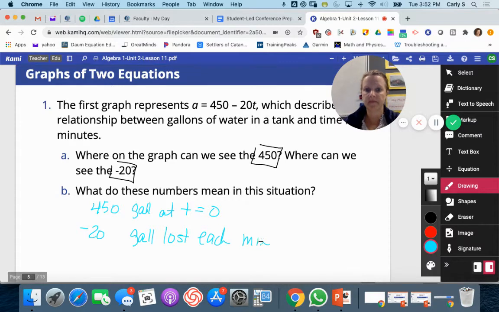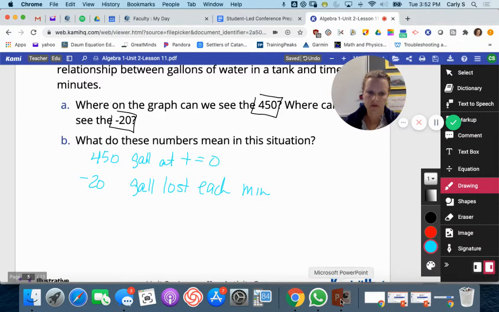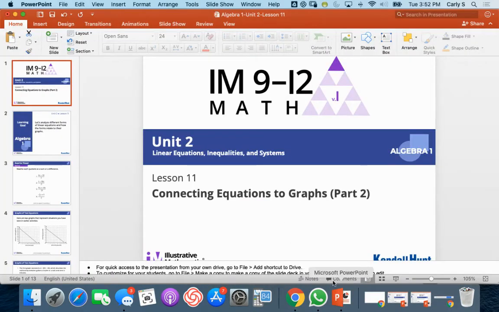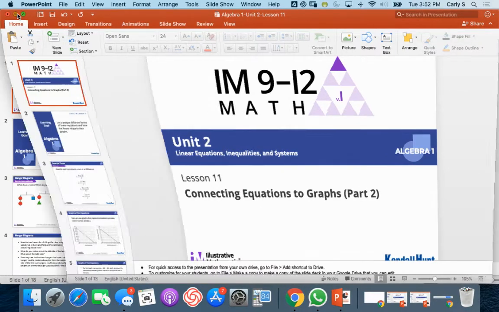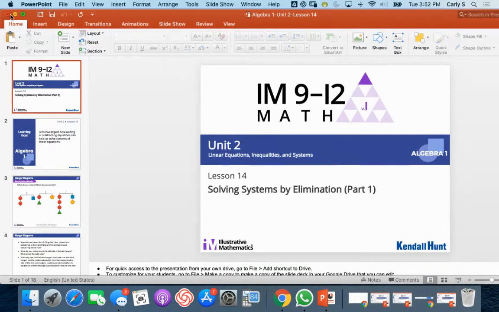Each minute. I don't know what this thing's doing, but it's bouncing. I don't want it to bounce.